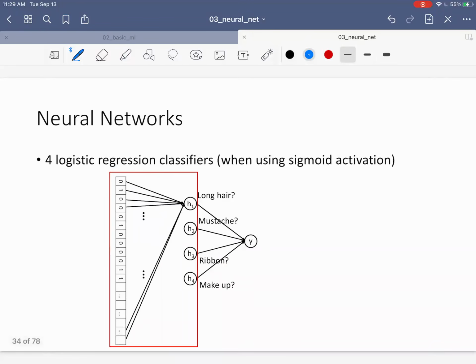So for example, let's assume, just imagining things, that maybe the first hidden logistic regression model was calculating the probability of this image containing long hair or not. It's like a win probability of having long hair. Maybe the second logistic regression was trying to see if the input pixels contained a mustache or not, a ribbon or not, makeup or not.